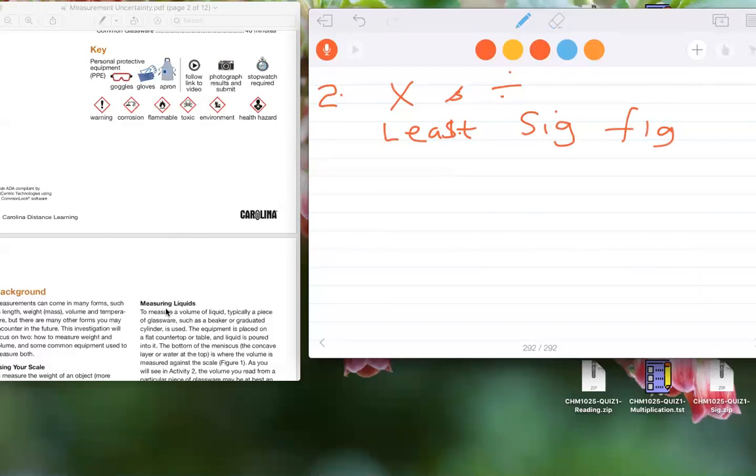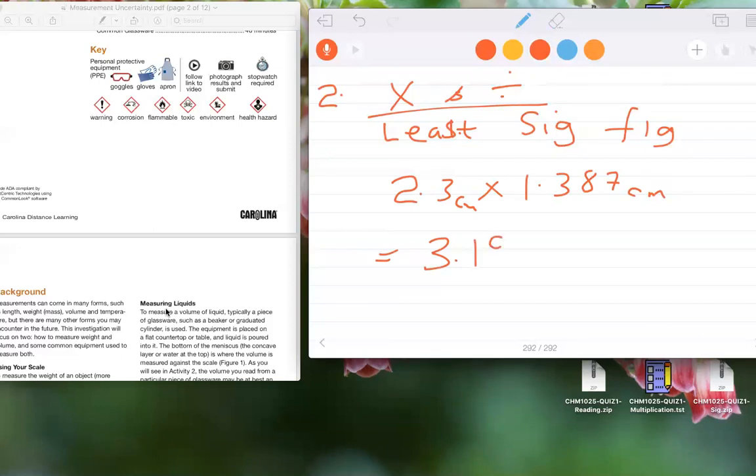Like here, 2.3 times 1.387, for example. Let me put centimeters in there. If I multiply using my calculator, 2.3 times 1.387, I see 3.19001 centimeters squared. You just have to multiply the units as well. This has more than what we need.